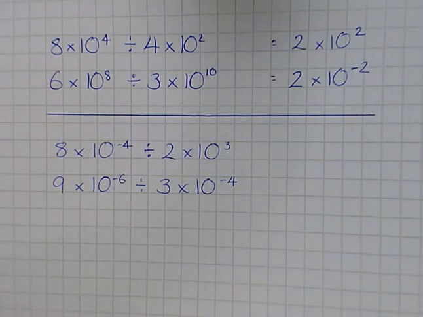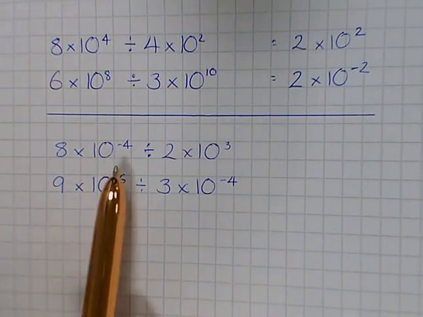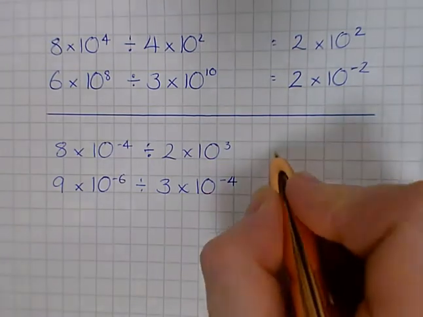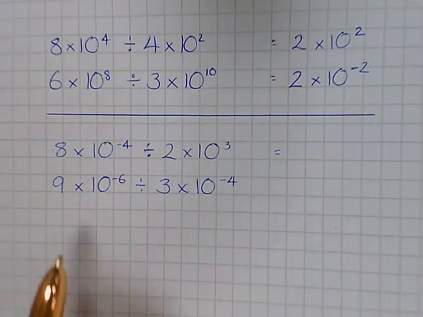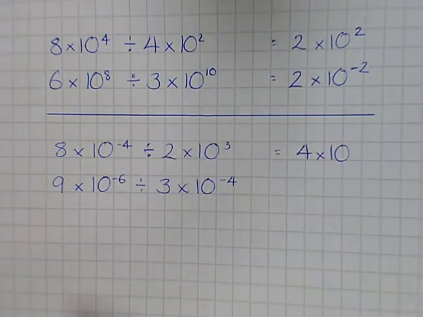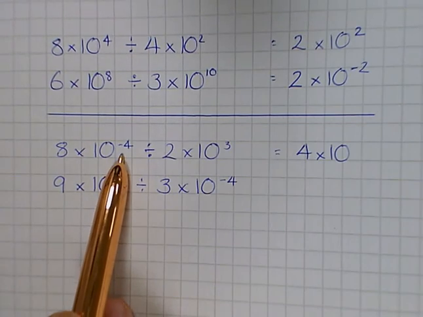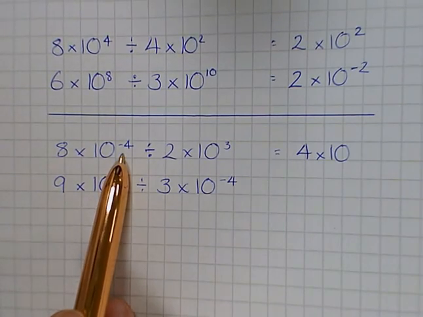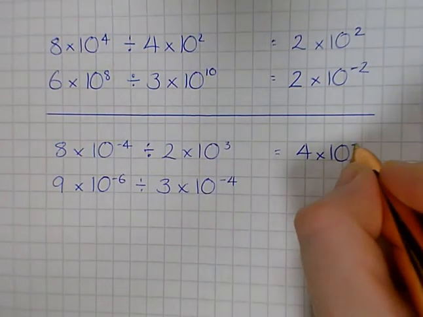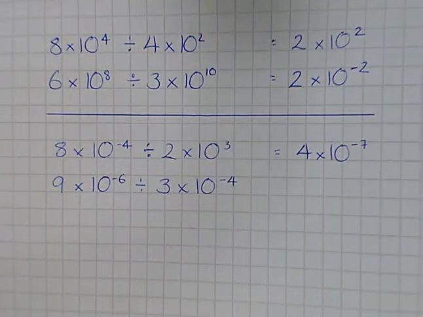Okay, 2 more examples, and you'll notice we've got negative indices in the actual calculation here as well. So same process. The 8 divided by the 2 is going to give me 4 times 10, and this time I've got a negative power here, so minus 4, take away 3. So that's going to give me negative 7.